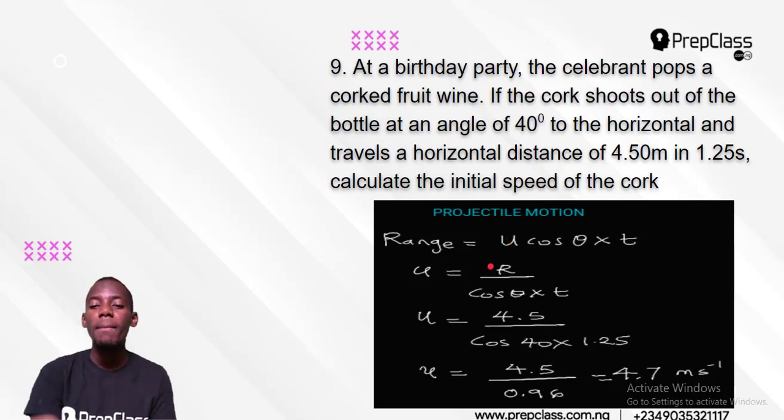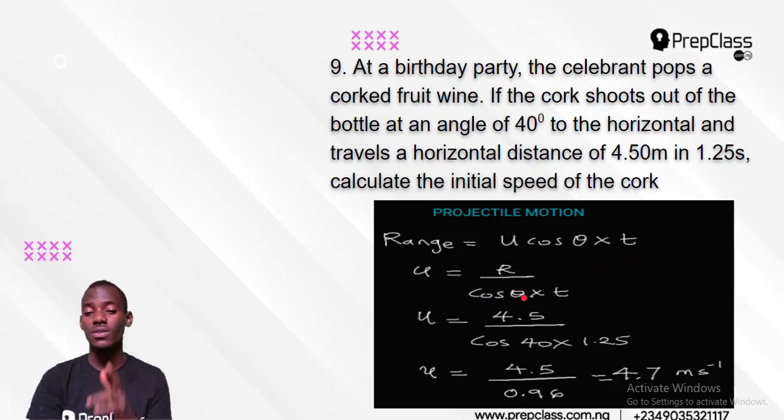Now I make u the subject, so that means the cos theta and the time will go under the range. I just turn the formula upside down by removing cos theta and time and putting them under the range. So u equals range over cos theta times time.